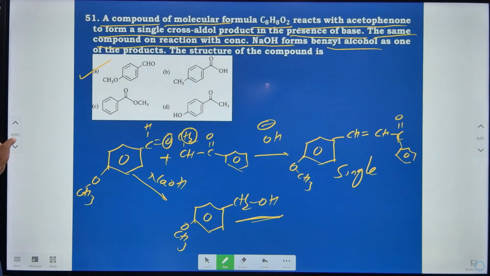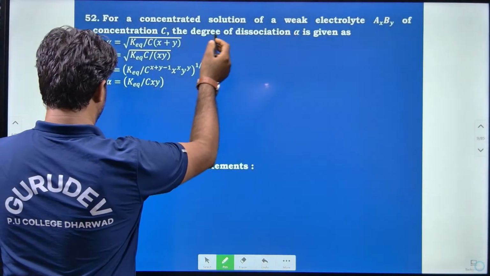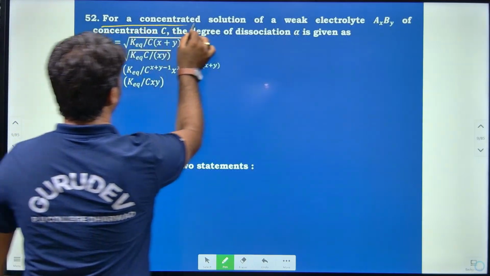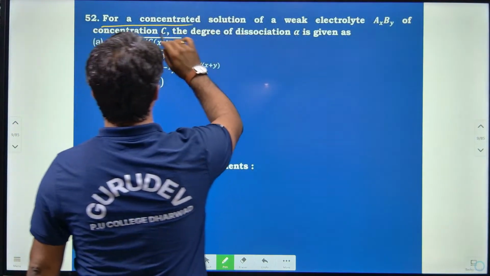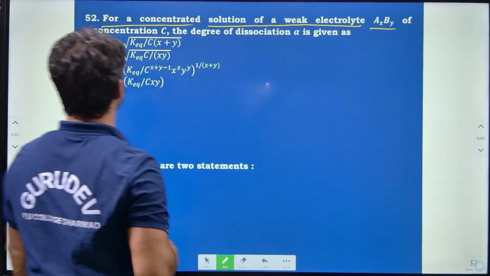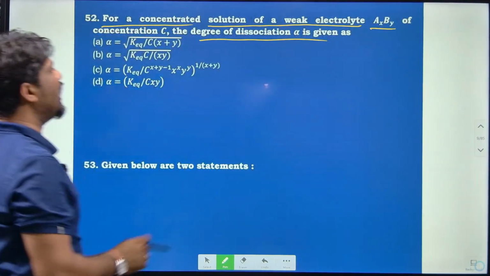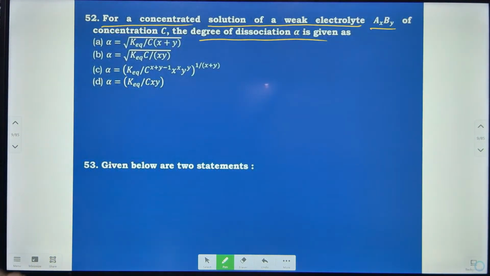Well, guys, go to the next question then. Question number 52. For a concentrated solution of weak electrolyte, that is AxBy of concentration C, the degree of dissociation, that is alpha, is given as. So we need to calculate the alpha for this one.